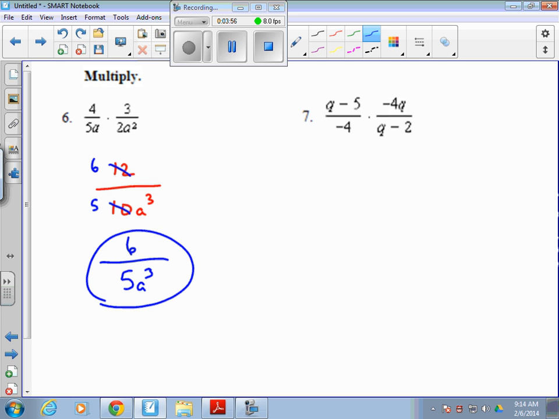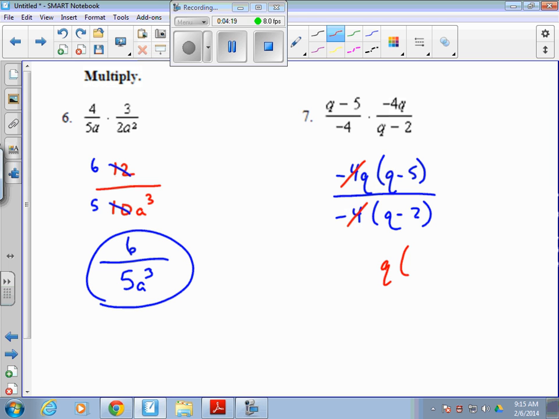Number 7 looks familiar too from the bell work. When you multiply them across, you get negative 4q times q minus 5. I just reordered the top over negative 4 times q minus 2. It's easier to see what they have in common at that point. They have negative 4 in common, so cancel that out. And you're left with q times q minus 5 over q minus 2.